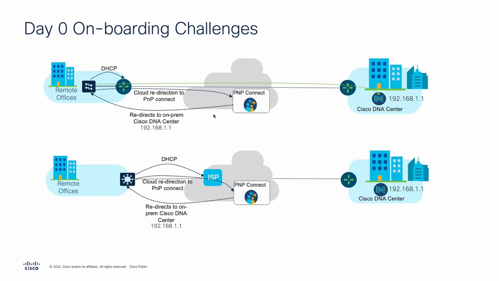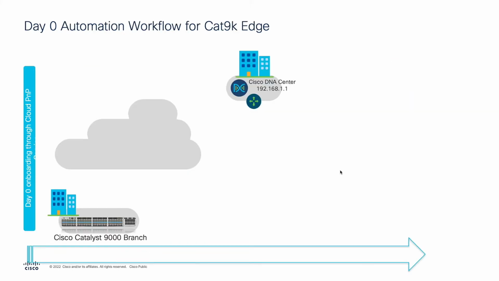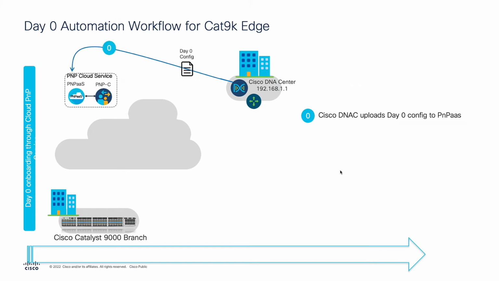But this time, this switch does not have connectivity to the DNA Center IP because this is a brand new switch, right? So there's no connectivity at all. There's no router. So the thing that we are trying to solve here with the PNP Connect cloud, to solve that problem with just a switch in the branch, is that we have brought in PNP as a service as a new feature inside the PNP cloud.